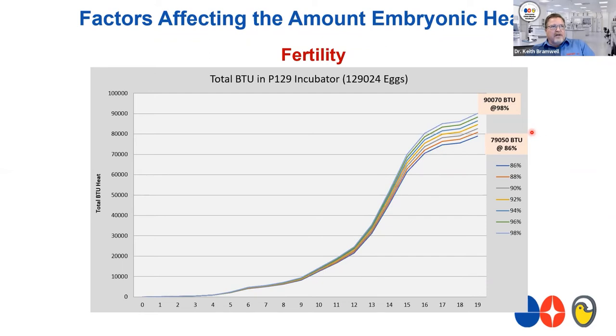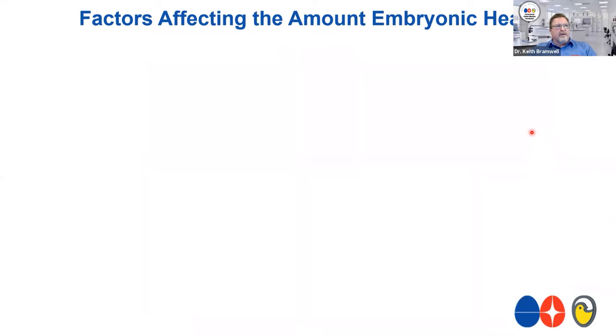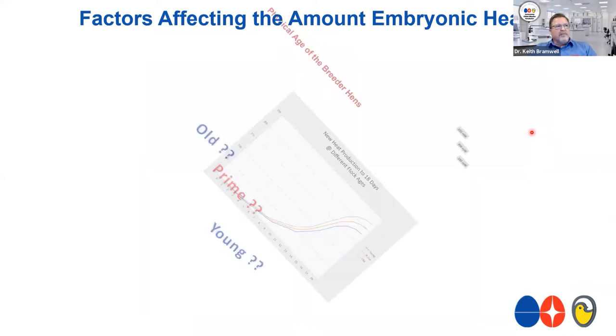So a lot of times, particularly in multi-stage, we balance our machines so we don't fill a multi-stage machine with all prime flocks or with all old flocks with lower fertility, because they need to share that heat. So fertility can definitely play a role in affecting the embryonic heat produced.